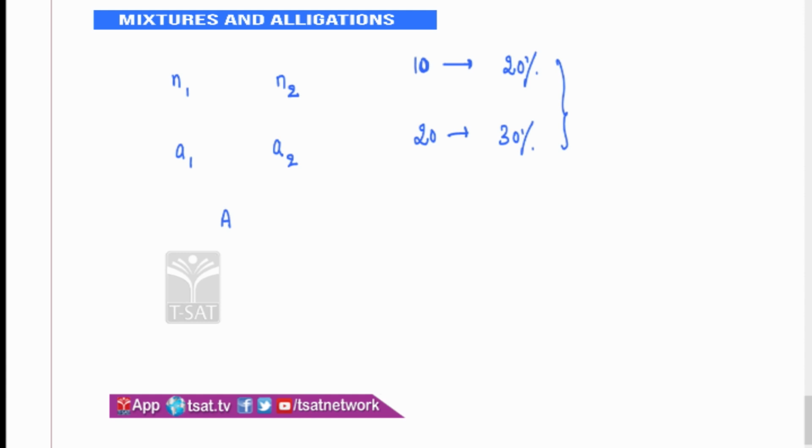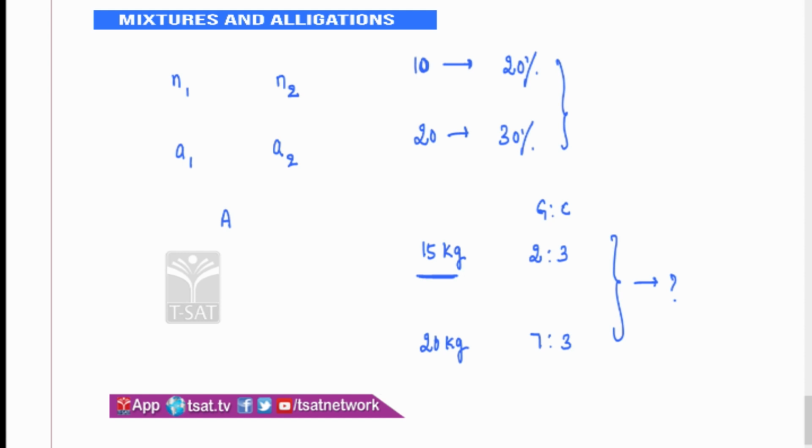Your A1 and A2. I have a type 1 alloy of 50 kg in which gold and copper are in the ratio 2:3. I have a type 2 alloy of 20 kg in which the gold and copper ratio is 7:3. In the resultant mixture, what is the gold and copper ratio? So here I am giving it in ratio. In the first one I am giving it in averages. In the second case I am giving it in percentages. In the third case I am giving it in ratios.